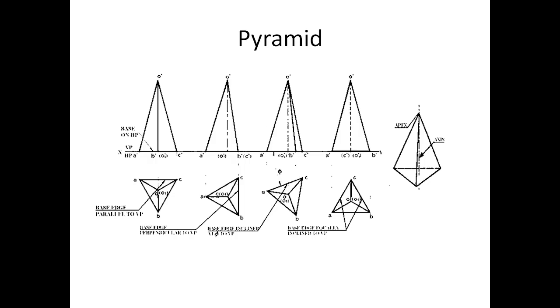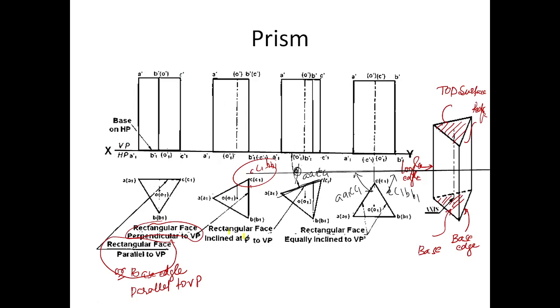Base edge parallel to VP, as seen in the previous case. Next, base edge perpendicular to VP, base edge inclined at theta degrees to VP, base edge equally inclined to VP. So you just note down these two diagrams quickly, prism as well as pyramid.